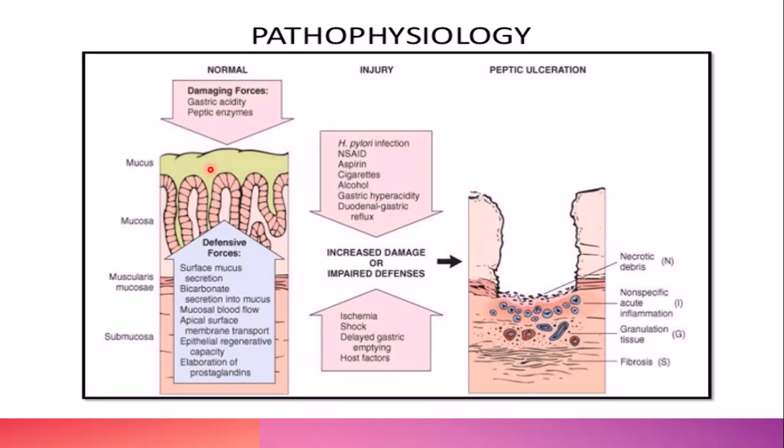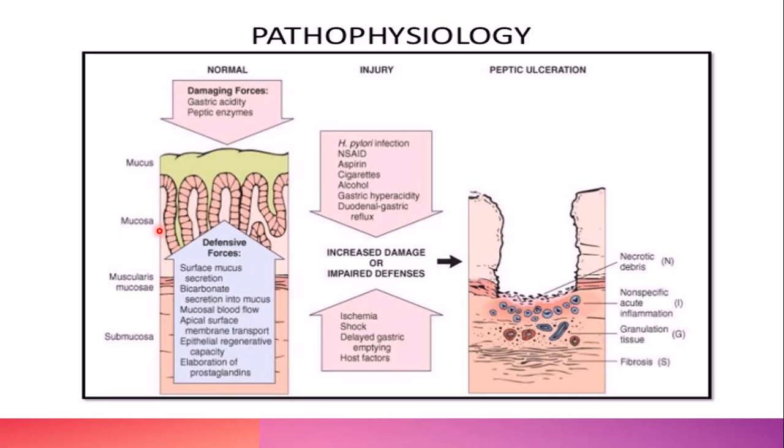So it says the damaging factors or damaging forces like gastric acidities and peptic enzymes. Yeah, I forgot to mention even pepsin. Pepsin is also a factor which can cause ulcer. When the mucosal wall and all the defense factors are not able to withstand this pepsin and acidity of gastric acid, then the peptic ulcer will form.